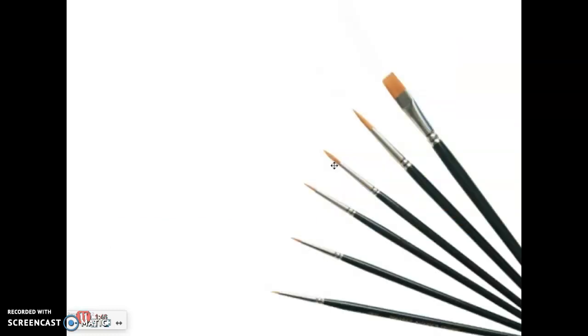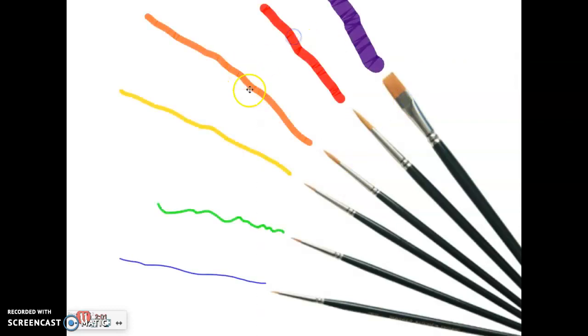So today you're going to be painting both thick and thin lines, and you can use different sizes of brushes to create different types of lines. For example, when we use a big brush with lots of bristles, it creates a thick line. And the smaller and smaller and smaller those paintbrushes are, the thinner lines that they will create.